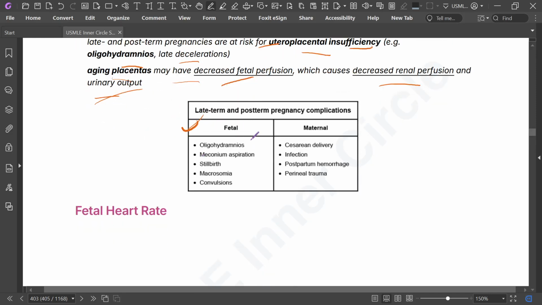Late-term and post-term pregnancy complications for the fetus are oligohydramnios, meconium aspiration, stillbirth, macrosomia, and convulsions. Maternal complications are cesarean delivery, infection, postpartum hemorrhage, and perineal trauma.